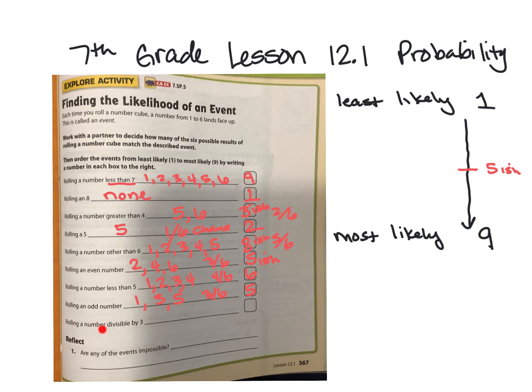And what are the chances of rolling a number divisible by 3? Oh, okay, numbers that are divisible by 3. 3 is, and 6 is. And that's it. So 2 out of 6 chance. What did we call 2 out of 6 last time? Here we go. We said 3-ish is a chance on a scale of 1 to 9.